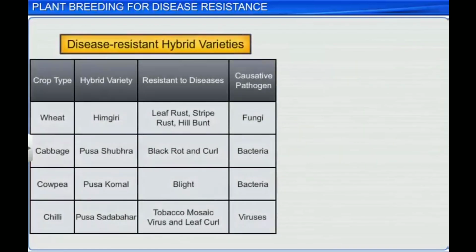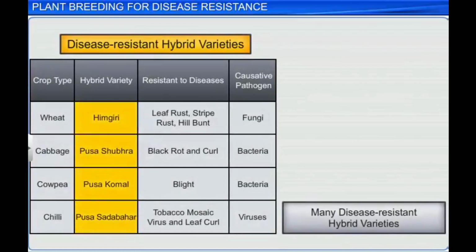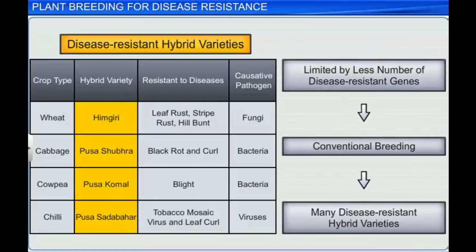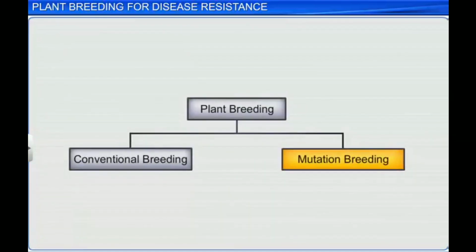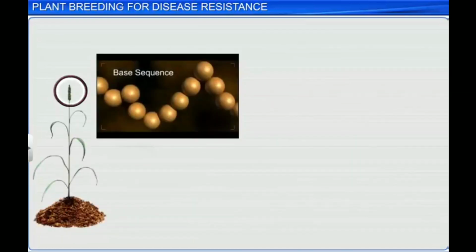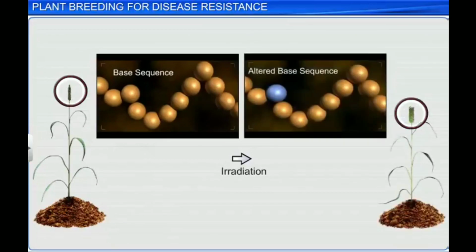Although many disease resistant hybrid varieties are produced through conventional breeding, the process is limited by the number of disease resistant genes available in different crop varieties and the wild relatives. As a result, another plant breeding technique called mutation breeding is widely employed. Mutation causes changes in the base sequence within genes, resulting in a new character not found in the parental type and results in genetic variation.